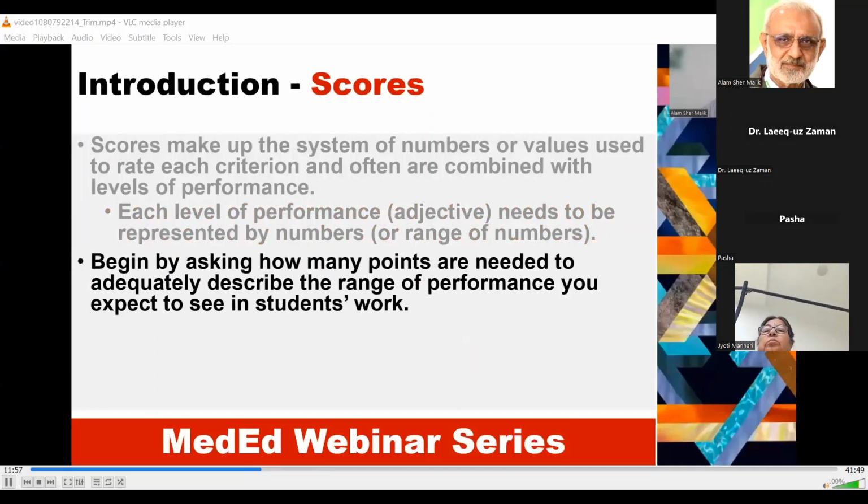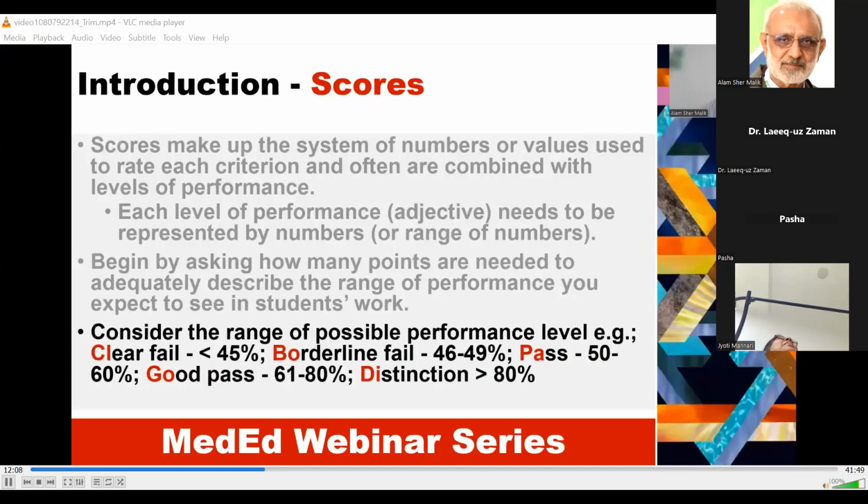Begin by asking how many points are needed to adequately describe the range of performance you expect to see in students' work. Consider the range of possible performance levels, for example, clear fail, less than 45%, borderline fail, 46 to 49%, pass, 50 to 60%, good pass, 61 to 80%, distinction, more than 80%.